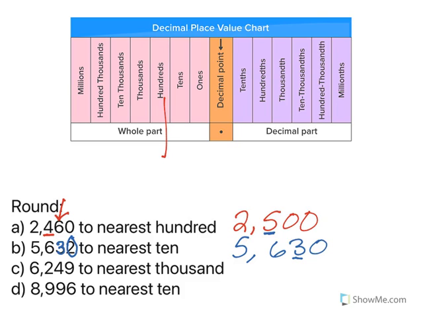In the letter C, 6,249 to the nearest 1,000. Well, 6 is in the 1,000 place. So I look at the 2. 2 tells me to stay the same. So I'm just going to have 6,000.